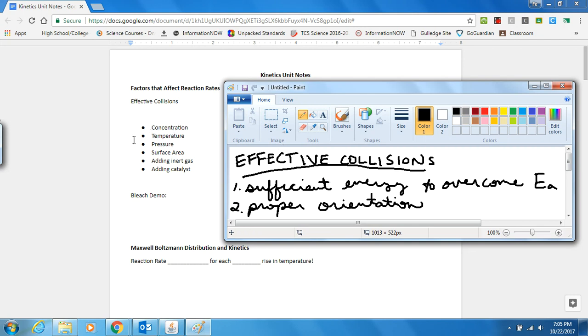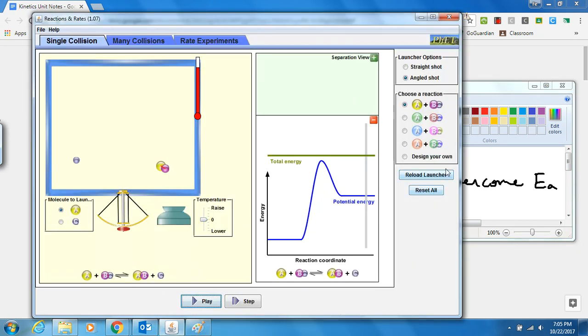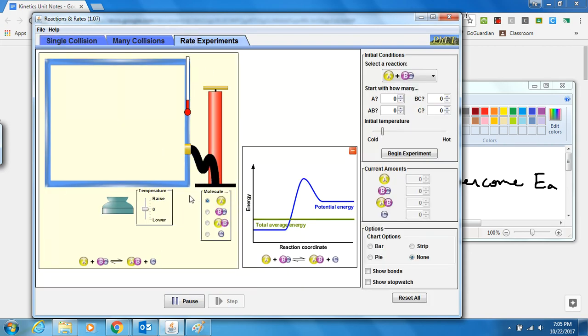factors here: concentration, temperature, pressure, surface area, adding an inert gas, adding a catalyst. Let's look at these factors and see how they can correlate with these effective collisions and what that does to the rate, meaning what does that do to the speed at which the reaction takes place. So let's go back here to this fast simulation and let's reload our launcher and let's go to our rate experiments. So for the very first experiment, let's say we have multiple reactants.